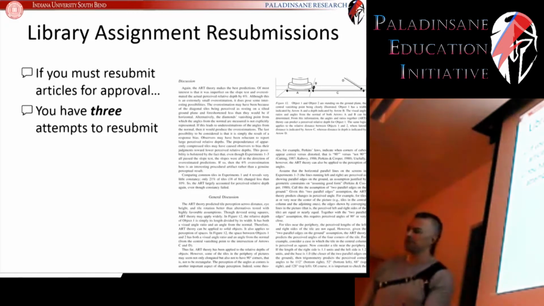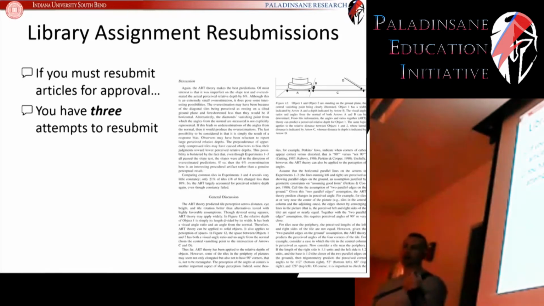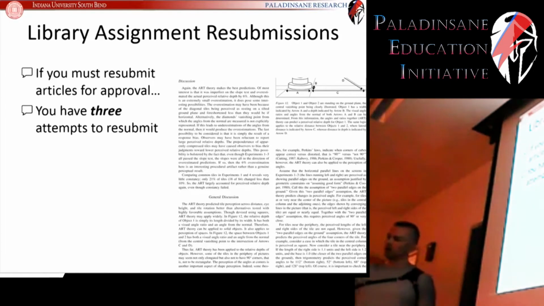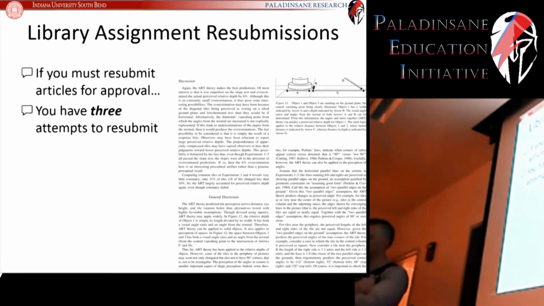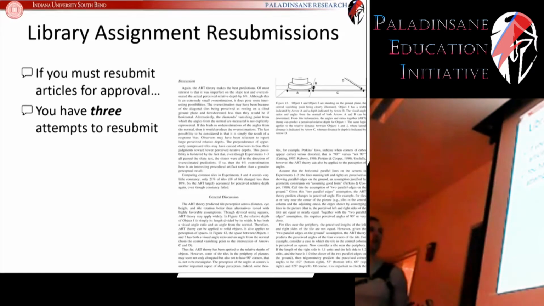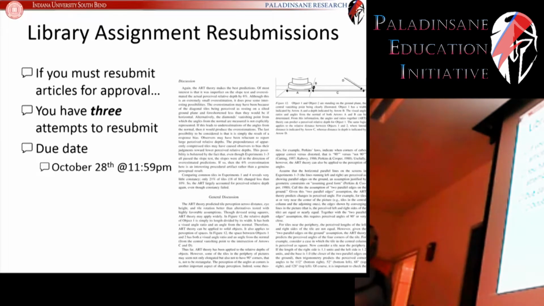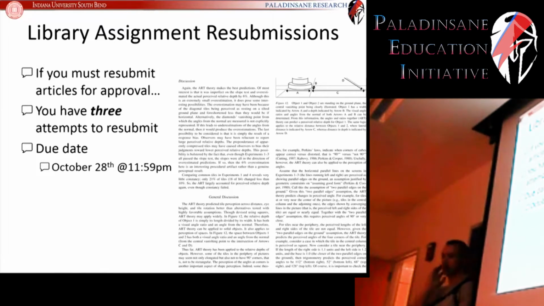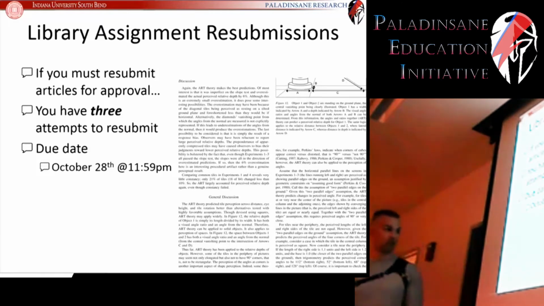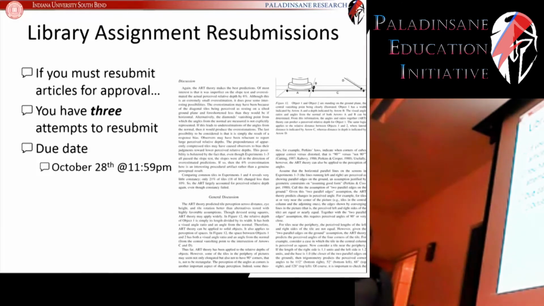So you get 3 attempts to resubmit information. Take your time, look at the article, read through the abstract, and make sure that it's group memory, either learning in a group or recalling in a group. The due date for these 3 attempts is October 28th. That's over 2 weeks from now. So you have 2 weeks to find probably a maximum of 3 articles that you might need. For most of you, it's just the one. So make sure that you take advantage of that.